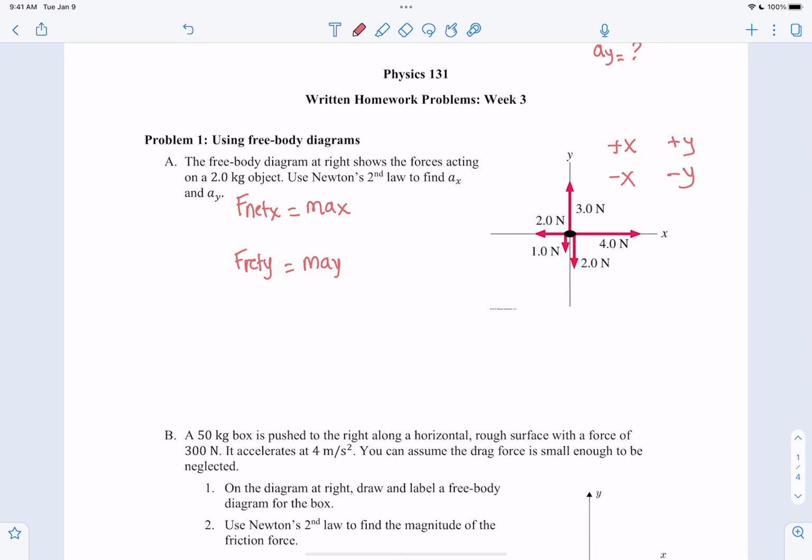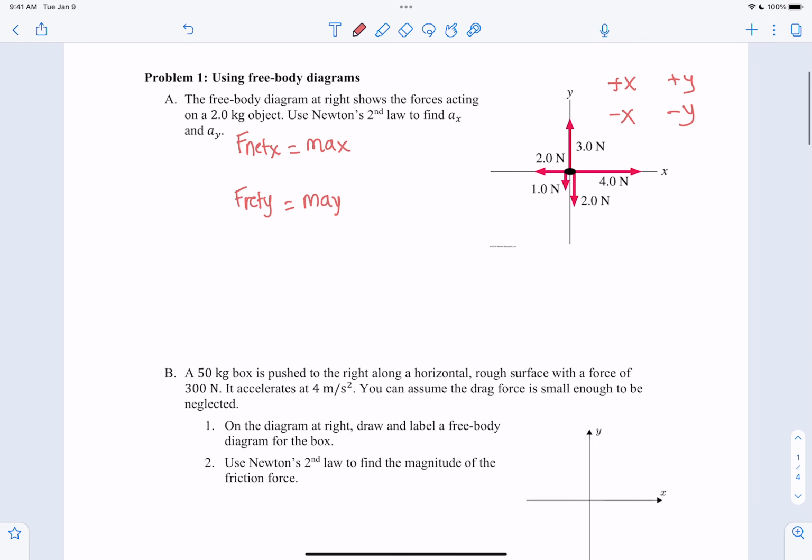Positive y, right? Positive y, negative x, positive x. So in that case, we can write F net x, for example, as the sum of the forces in the x direction, right? What your professors will often do is basically set up the equation as literally the sum of the forces. Like they add up every single force without respect to the direction. That's very common, and that personally confused me.